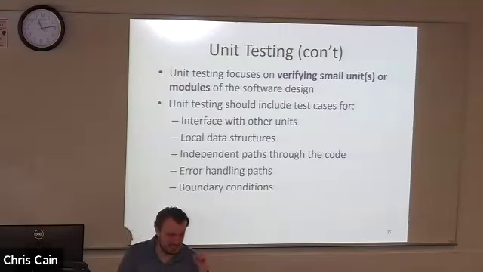So we'll get to what that exactly looks like in the unit test, but testing local data structures, testing path through code, so making sure that if you have an if, a test for an if, you also write a test for the else. Some error handling paths, some boundary conditions. Pretty straightforward. You've hopefully been doing this for a little bit, at least in design patterns and in data structures.